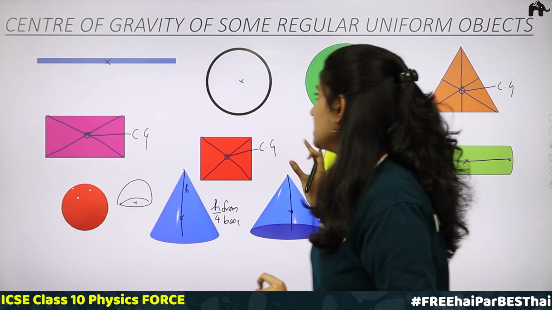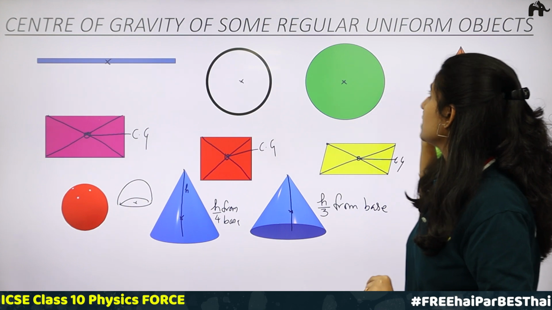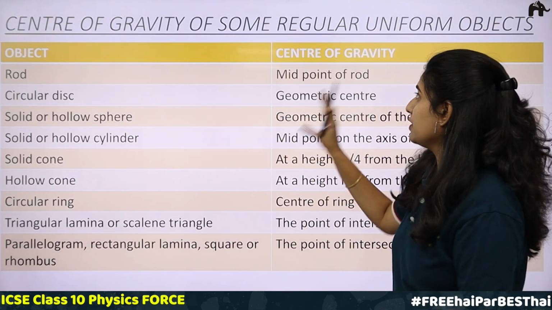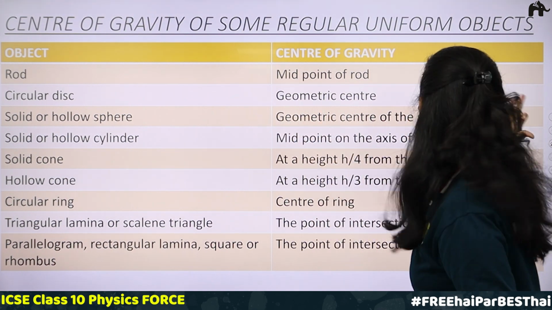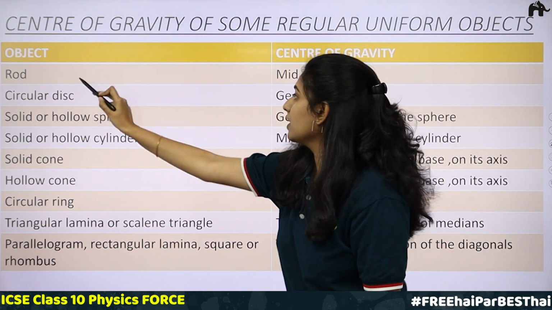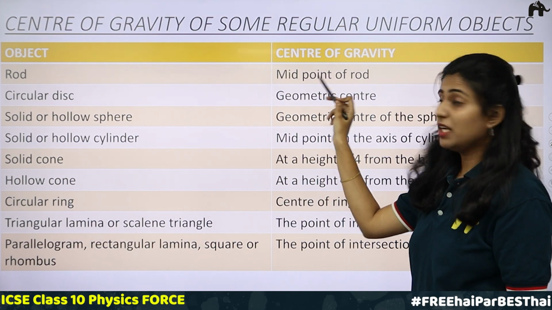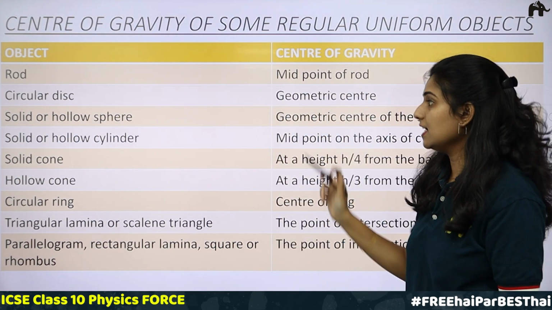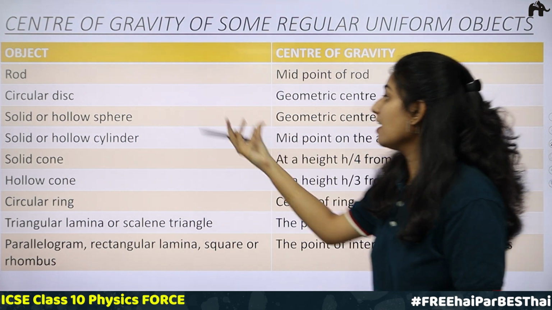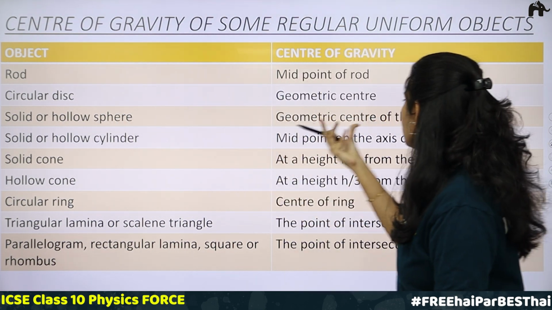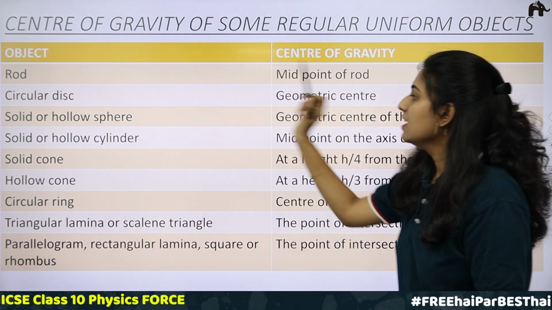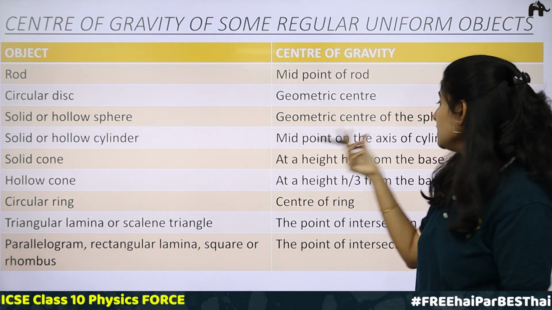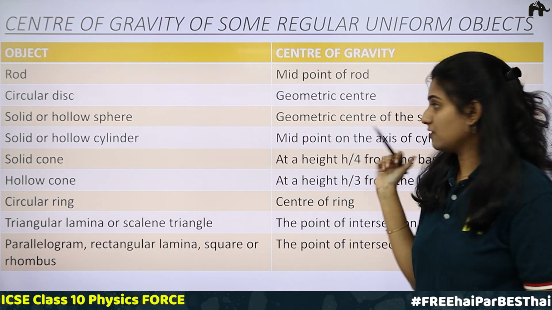Got it? So, we have determined how to find the center of gravity of some regular uniform objects. Okay, we can tabulate the center of gravity of some regular uniform objects. First is the rod. For a rod, the center of gravity is at the midpoint of the rod. Second, circular disc, it is at the geometric center. Next, a hollow or a solid sphere, it is at the geometric center of the sphere. Next, solid or hollow cylinder, where do we have the center of gravity? It is at the midpoint on the axis of the cylinder, as I have shown it.